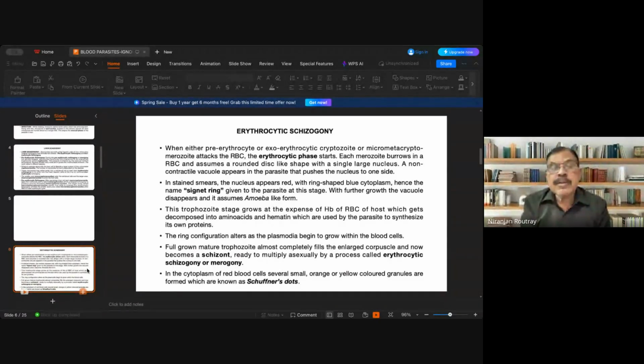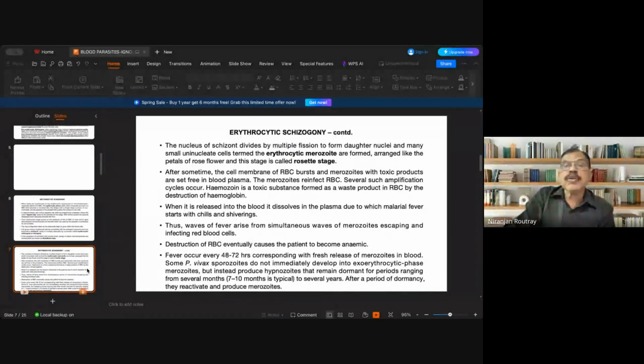Now, sometimes in the cytoplasm of these infected RBCs, you find colored granules, and these colored granules are known as Schuffner's dots. Erythrocytic schizogony divides by multiple fission. What is multiple fission? It is when the single nucleus divides into many fragments to form daughter nuclei, without taking into consideration the number of chromosomes. So simply many nuclei are produced, and many small uninucleate cells termed the erythrocytic merozoites.